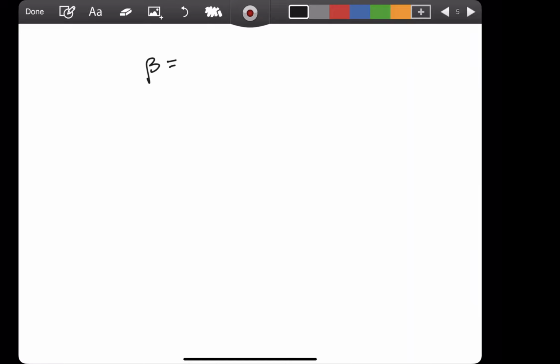So beta is equal to 10 decibels times the log base 10 of the intensity divided by the threshold of hearing. So again, it's a relationship between the intensity at a given point versus this minimum amount of intensity that we need to actually hear something.